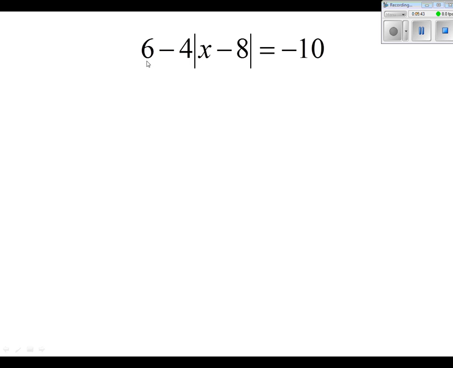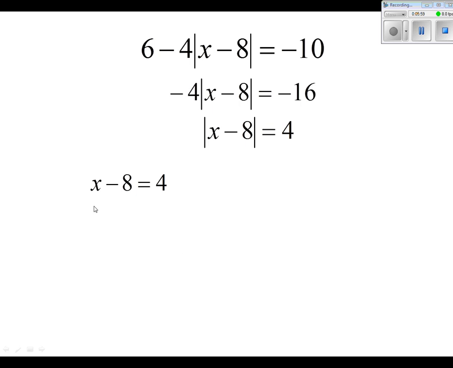So here I have to get rid of this 6 first, so I'm going to subtract 6 from both sides. Then I'm going to get rid of this negative 4 by dividing both sides by negative 4. And now you'll see that you have a positive on this side. At this point, you can now split it into the two parts. So x minus 8 is equal to 4, or x minus 8 is equal to negative 4. Add 8 to both sides, x equals 12. Add 8 to both sides, x equals positive 4.